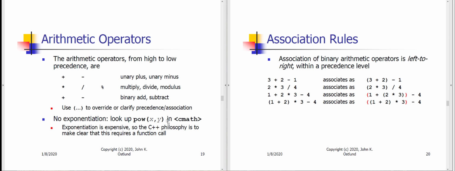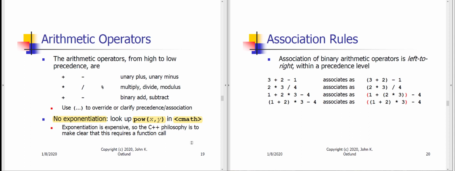Okay, so now that we know about the fundamental data types, we're ready to take a look at the arithmetic operators in C++. These are somewhat simpler than they are in Python. We do have both unary and binary plus and minus. We don't have any exponentiation operator. Instead, what we have is a POW function that computes x to the y. To use POW, you need to include this header, cmath.